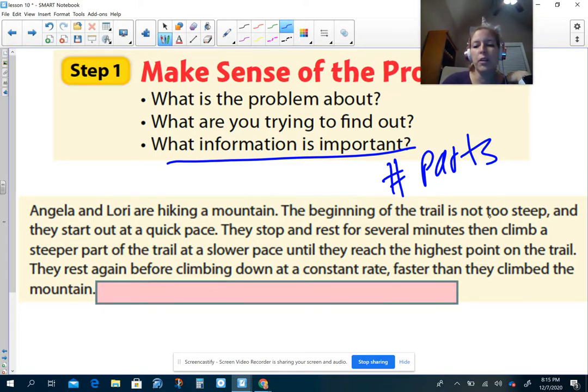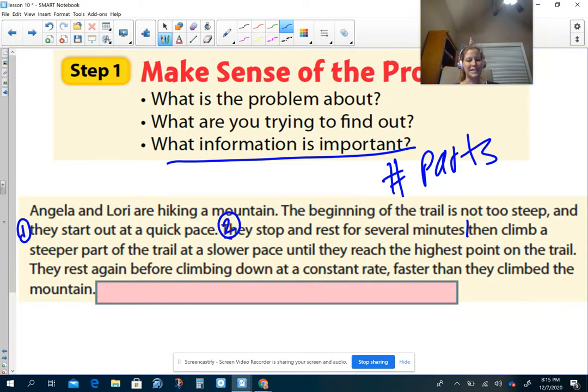The beginning of the trail is not too steep, and they start out at a quick pace. Ooh, okay. Think about slope and a quick pace. So that would be one part of my graph, a quick pace. Look at the third sentence. They stop and rest for several minutes. Stop right there. Guess what that is? That might be part 2.